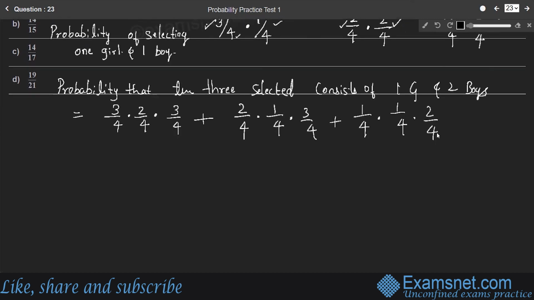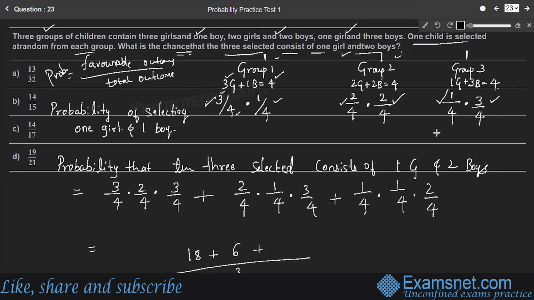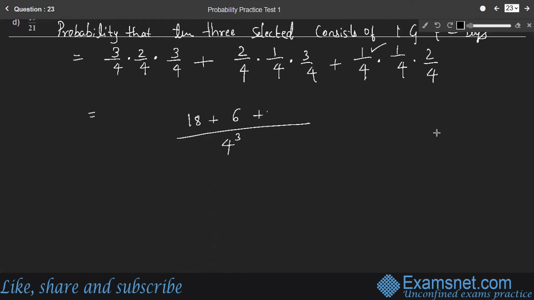Now simplify. What is the total probability? Since the LCM is 4 cubed, the denominators are the same. So 3 into 2 into 3, which is 18, plus 3 into 2, which is 6, plus 2 into 1. Particularly, 1 by 4 is the probability of selecting a girl, and 2 by 4 and 1 by 4 are the boys, yes, which is correct. Therefore, it is 2.